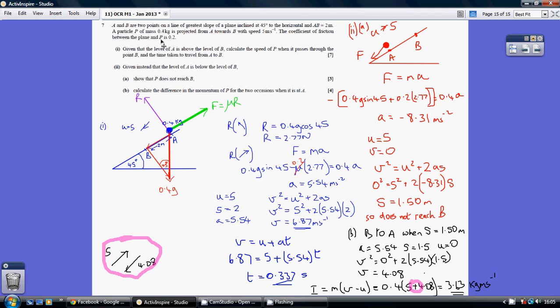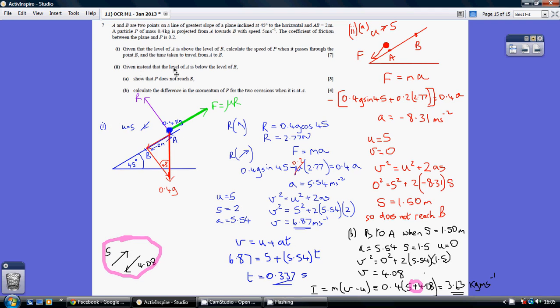which we were given. We're given that the coefficient of friction is 0.2 times the normal reaction that we just worked out to be 2.77. That's the left hand side, the net force equaling mass times acceleration. The mass is 0.4. This allows us to work out that the acceleration is 5.54. Now we know our initial speed is 5, we know the distance travelled, s equals 2, and we've just worked out our acceleration to be 5.54. Using v squared equals u squared plus 2as, we can work out v to be 6.87, and also using v equals u plus at, we can work out t to be 0.337.